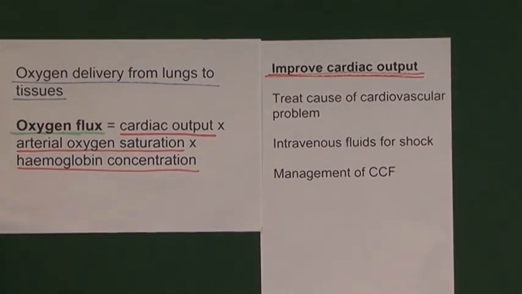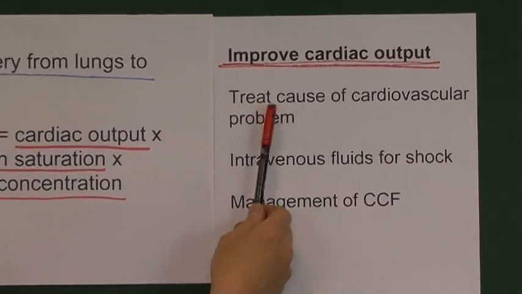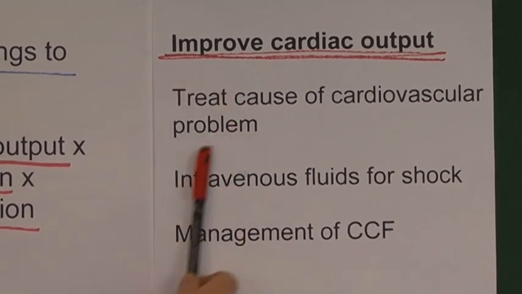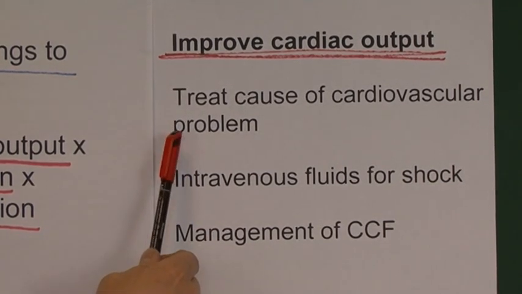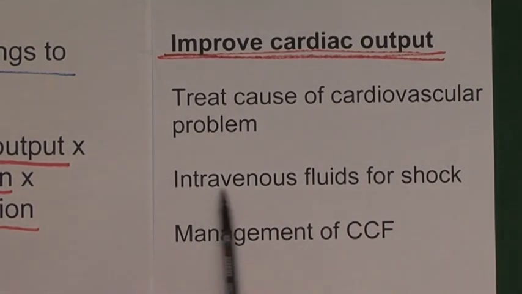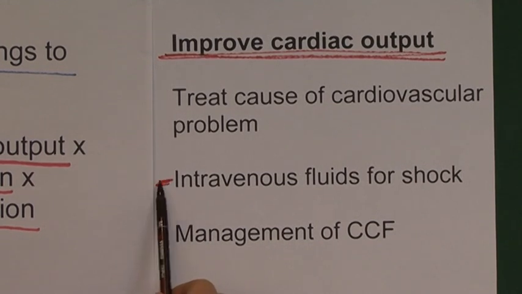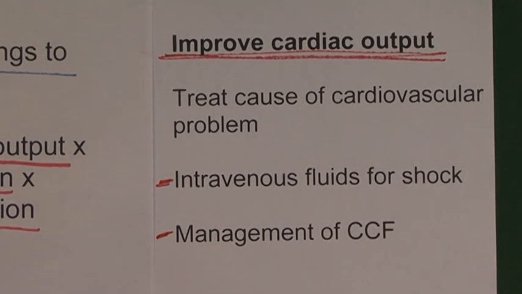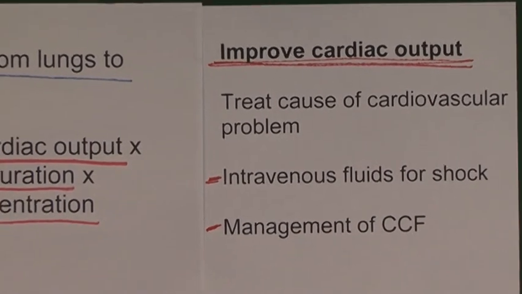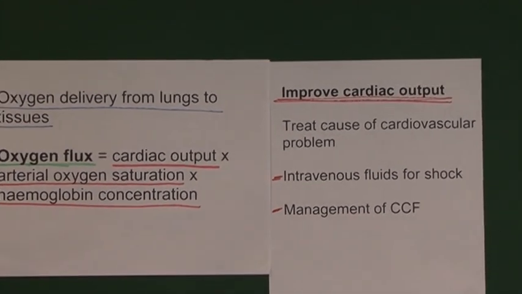So if there's anything compromising cardiac output, we can address this. Treat the cause of the cardiovascular problem, whatever that is. So what is wrong with the heart? How can I correct what is wrong with the heart? Correct the underlying problem. If the patient is shocked, they're going to need intravenous fluids, very probably, especially if it's something like a hypovolemic shock. And as we mentioned before, the cause of hypoxia is congestive heart failure, and again that can be managed. So improving cardiac output will improve oxygen flux, because oxygen flux equals cardiac output multiplied by oxygen saturations.